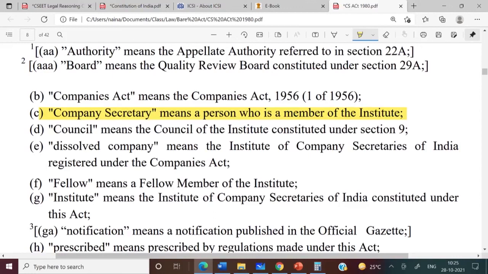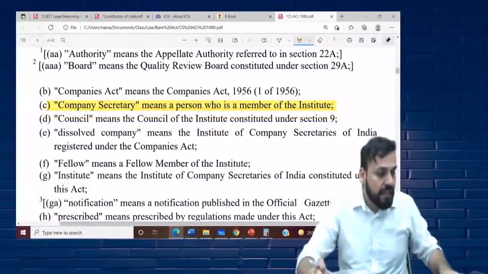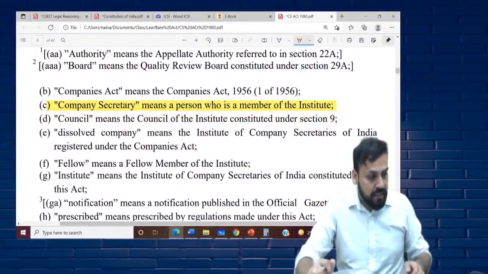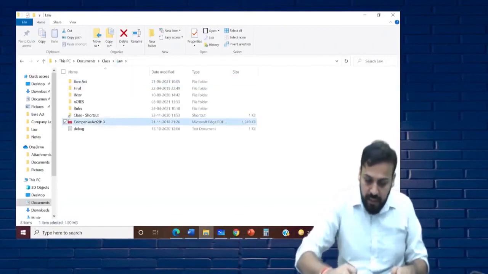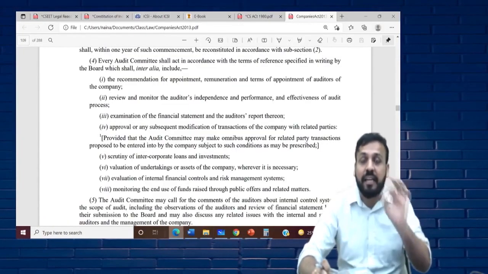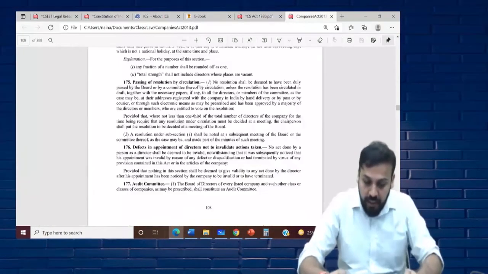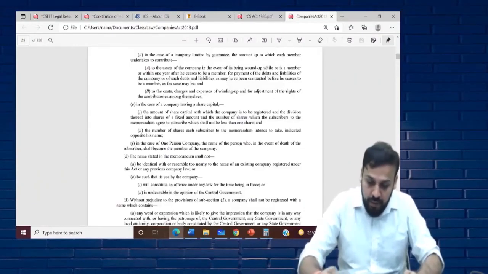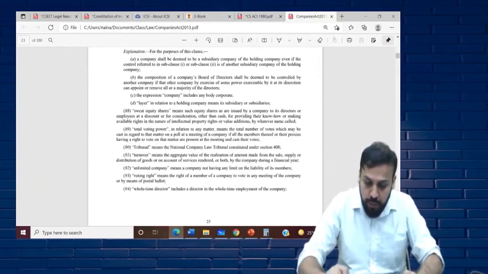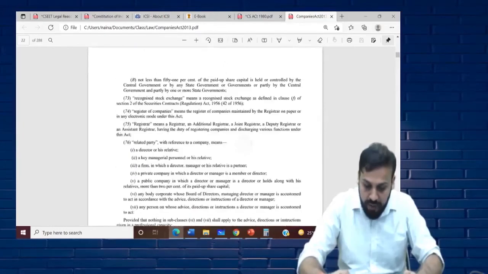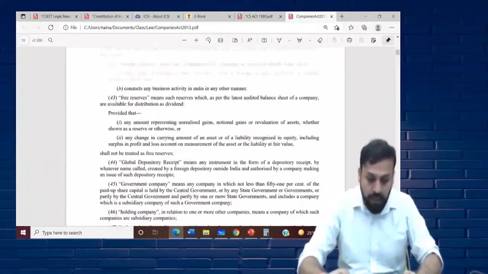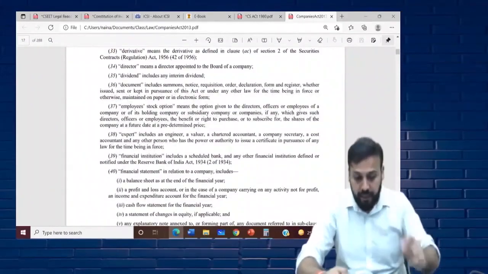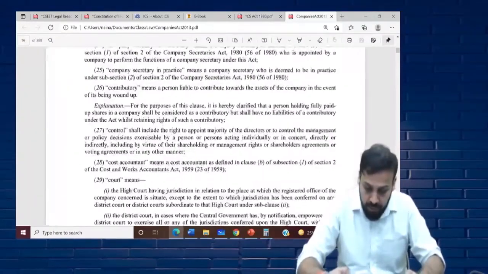Right, guys? So this was the definition as per the CS Act. Let us see the Companies Act. I'm opening the Companies Act, and let me see wherever they use the word secretary or company secretary. Let me see section number 2. Whenever they use the word company secretary or secretary, it means one and the same. Let us see what they are trying to tell. Under the Companies Act, you are identified, right, guys? So let me come to this.